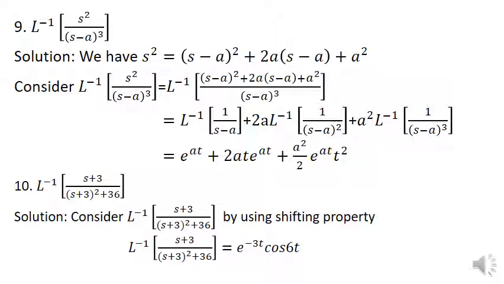Example 9, find inverse Laplace transform of s square divided by (s minus a) whole cube. Here we write s square as (s minus a) whole square plus 2a into (s minus a) plus a square. On simplification of these terms you get s square, therefore we can replace s square by these factors. Now consider s square divided by (s minus a) whole cube, that is L inverse of, in place of s square we write these 3 terms divided by (s minus a) whole cube.